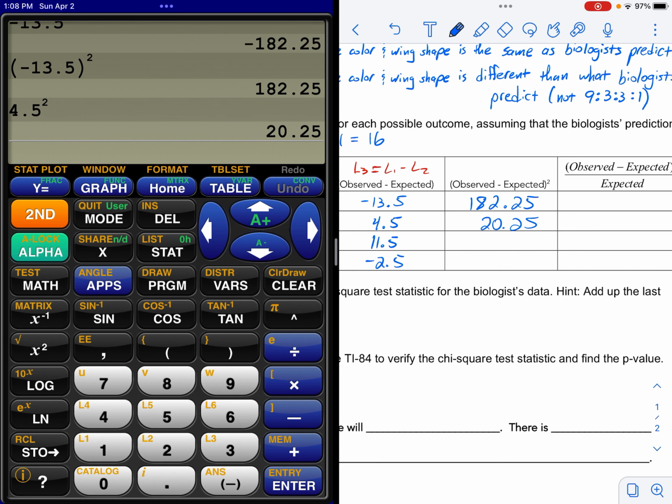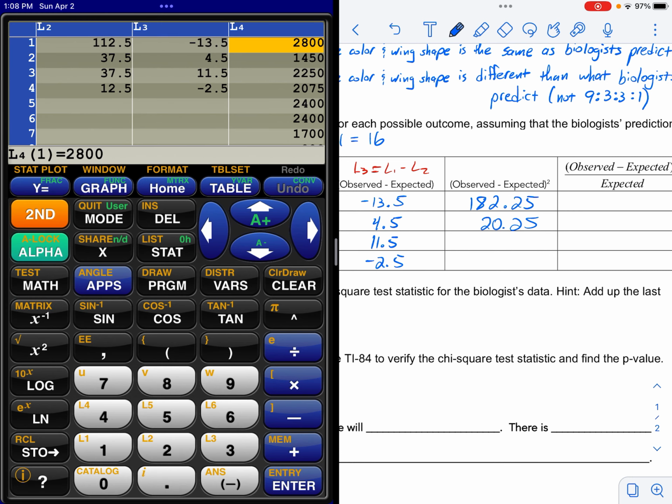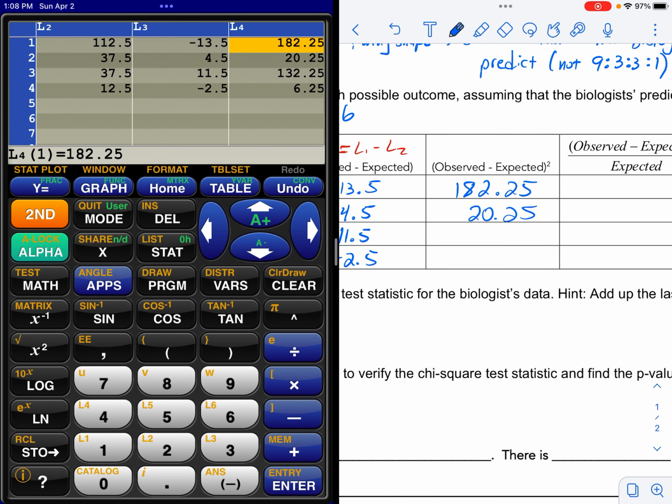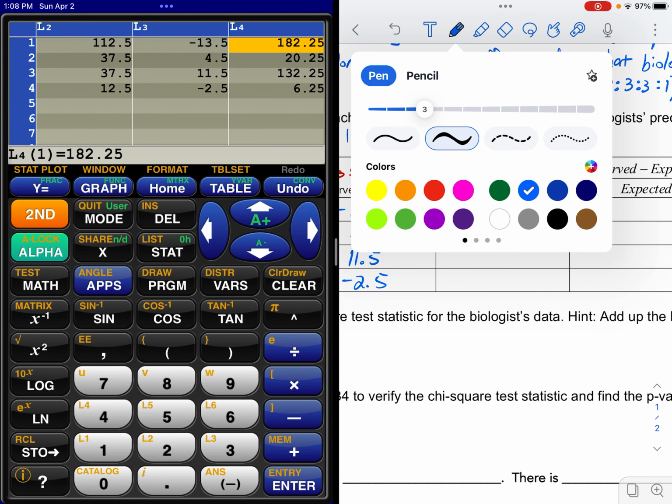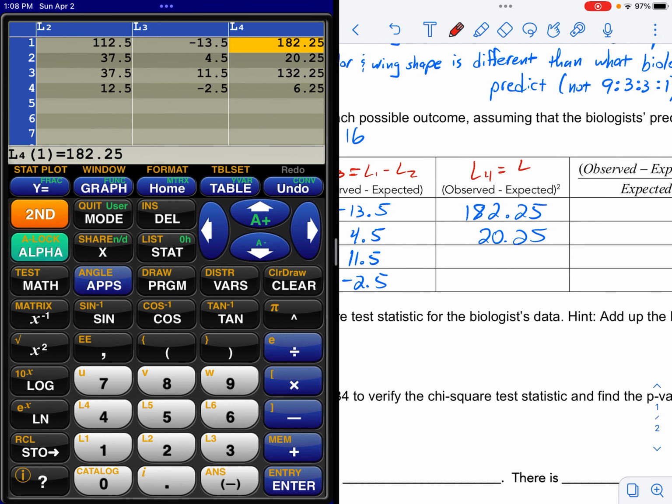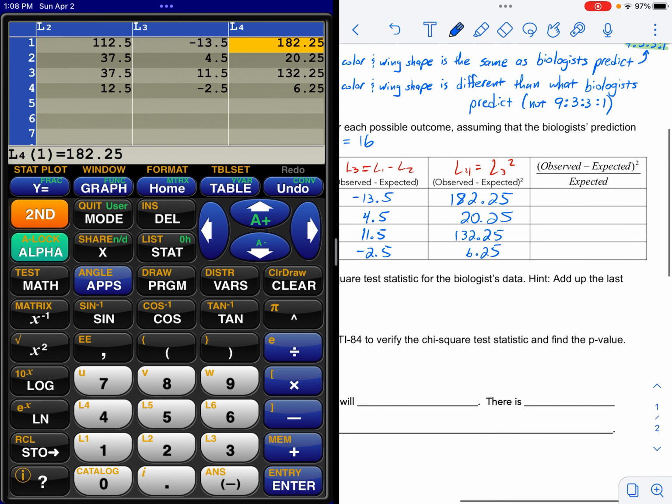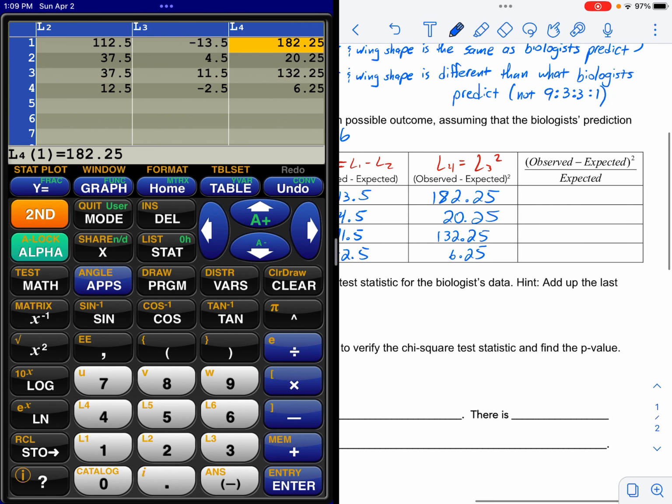Or, I don't like doing this by hand. Go back to my lists, go over to list 4, and I just want to square whatever is in list 3. And there you go, so there's a quick way to do that. This was list 4, and I just made it L3 squared. All right, let's get down the rest of these. Okay, and now the last thing we do is I can do another list.